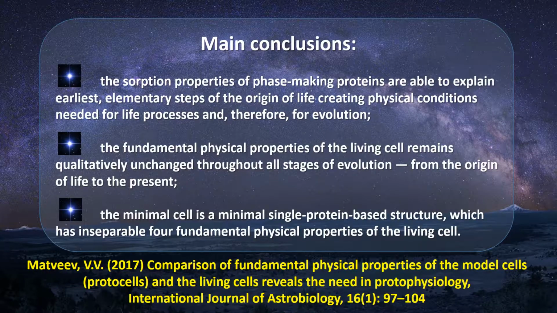Main conclusions. The sorption properties of phase-making proteins are able to explain the earliest, most initial steps of the origin of life. Due to these properties, it is possible to form bulk phase compartments, biophases, with physical conditions needed for life processes, which is the start point for evolution. The fundamental physical properties of the cell remain qualitatively unchanged throughout all stages of evolution, from the origin of life to the present. The minimal cell is the minimal structure on the basis of a single protein molecule which has all four fundamental physical properties of living cells mentioned at the beginning of my presentation.